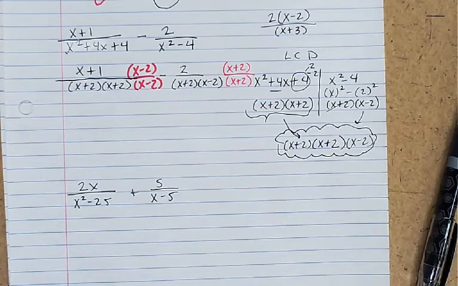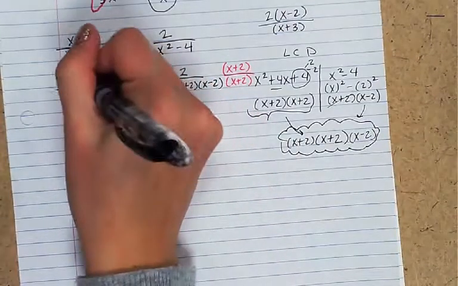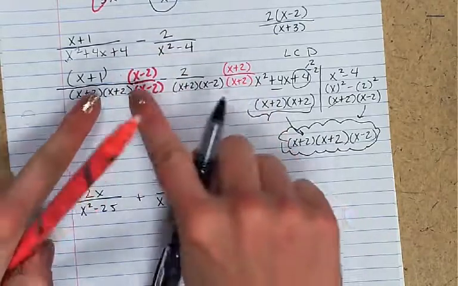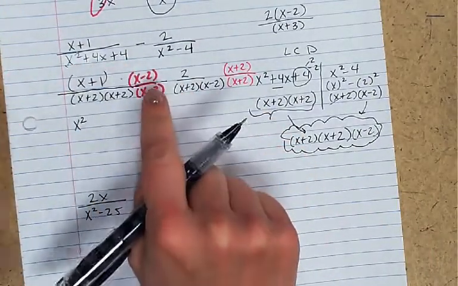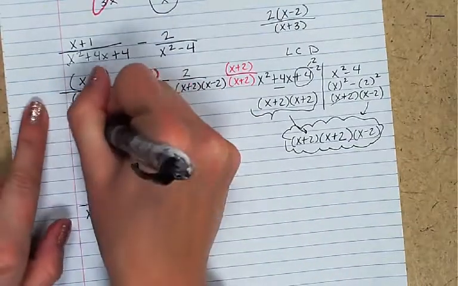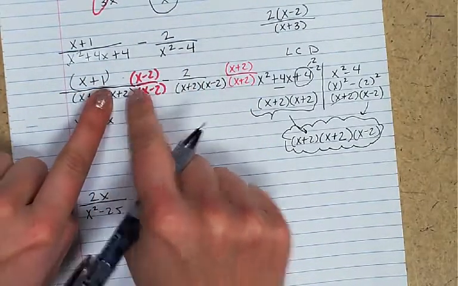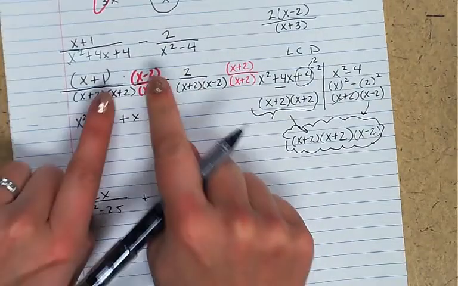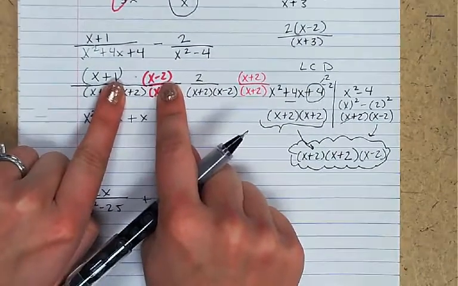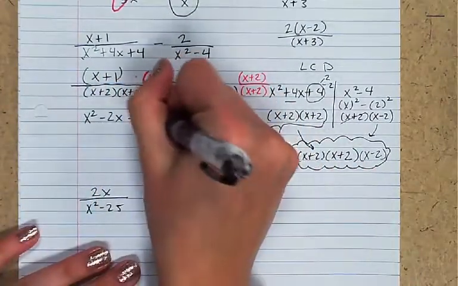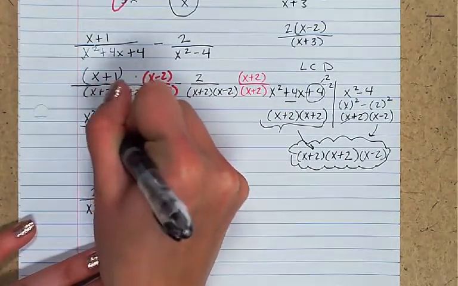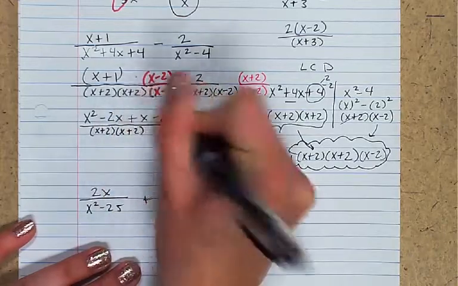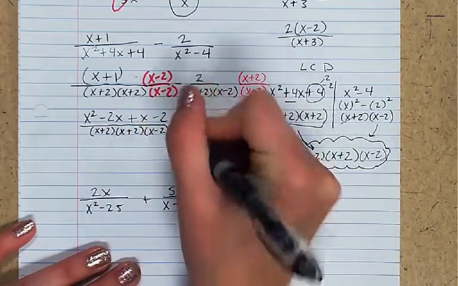So the first one, what we're going to have to do here is FOIL it, because we're multiplying by 2 binomials. So first, outside, inside, last. Remember, if I'm ever going too fast, you can always pause the video. Over. Don't multiply out the denominator, just leave it.